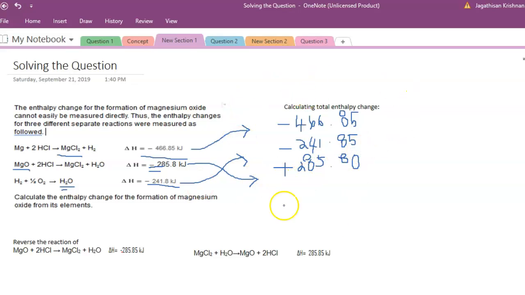And now we add all these values together, and you will get negative 422.85. And don't forget your units, kilojoules. So this is the enthalpy change for the formation of magnesium oxide.